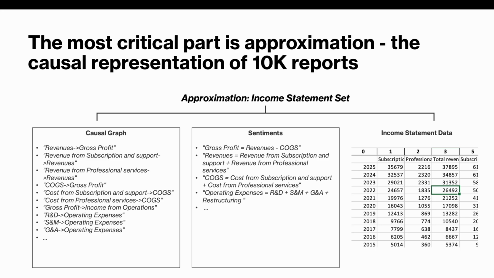For this hackathon, the approximation is organized into 2 sets, income statement and balance sheet. Within the income statement, for example, the causal graph encodes relationships among variables such as net income, revenues, and costs, grounded in deterministic accounting principles. Sentiments among these variables are expressed through accounting formulas, ensuring that the agent reasons over financial logic in a manner that is both consistent and causally sound, rather than relying on surface-level text. Income statement data is also collected in a CSV file.